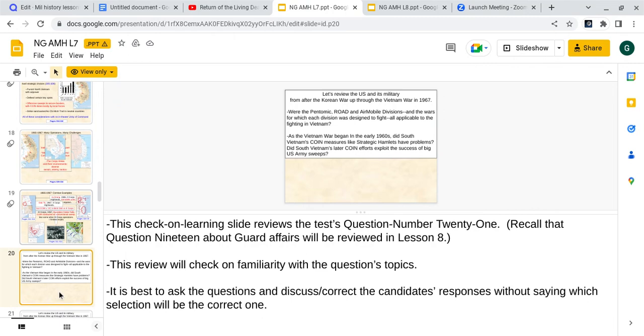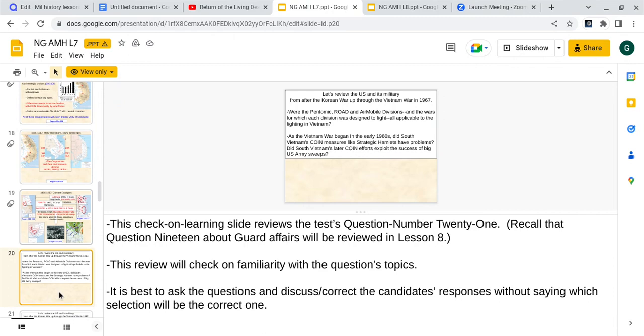Then, as the Vietnam War began in the 1960s, did South Vietnam's COIN measures like strategic hamlets have problems? Yes, remember the strategic hamlets were a good idea, but they had problems because the South Vietnam army was weak and couldn't sustain, they couldn't exploit the victories that the U.S. was making, so the strategic hamlets weren't really practical. Also, the local militia in South Vietnam wasn't well trained, they didn't really have good weapons, so they couldn't hold all the land that the U.S. was gaining. So the strategic hamlets had these problems because South Vietnam's army was not very good, and that made strategic hamlets not so practical.